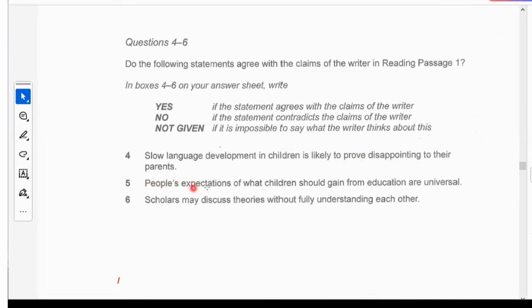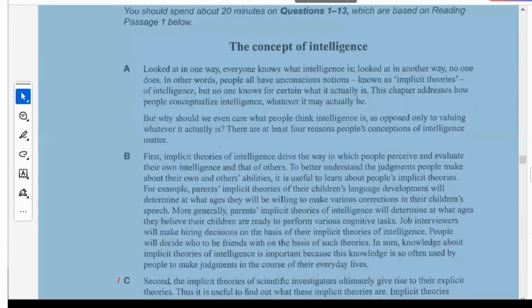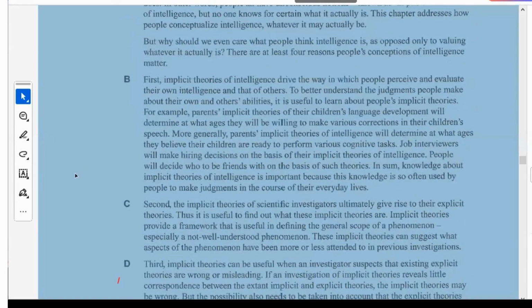Number 5, people's expectations of what children should gain from education are universal. People's expectations, that's a keyword there. Children, another keyword. Gain, education, universal. Those are my keywords. So let me go back to the passage. I'll just continue from where I stopped.